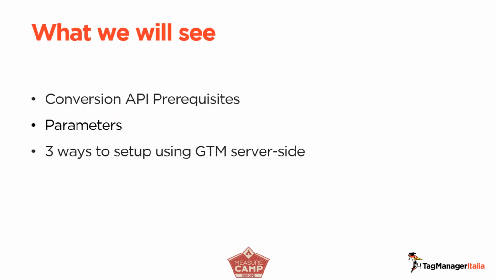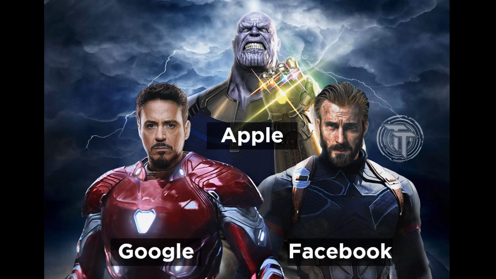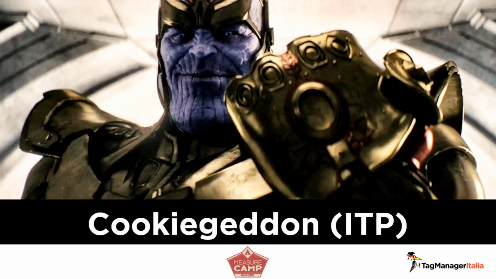So, what we will see: Conversion API prerequisites, parameters, 3 ways to set up using a GTM server-side, with 3 specific live demos. I will show you 3 ways to set up the Facebook Conversion API with and without Google Analytics Universal and GA4. As you probably know, Conversion API is used after the iOS 14 impact.